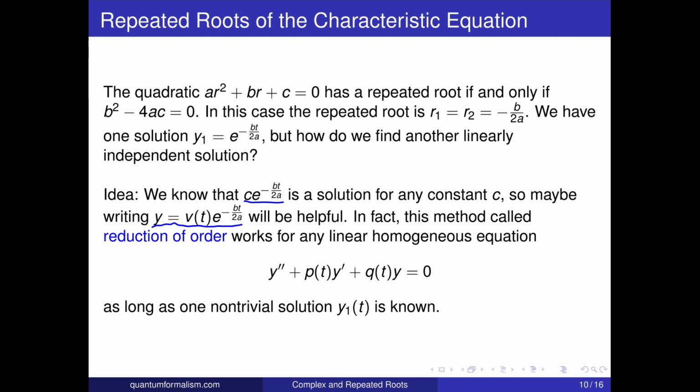This method is called reduction of order, for a reason that we will see soon. And in fact, it doesn't just work in this repeated roots of a characteristic equation situation for the constant coefficient case. It actually works for any second order linear homogeneous equation as long as you know one non-trivial solution y1 of t to start with. So we'll work through the method in this general case, and then we'll go back and apply it to the repeated roots case.